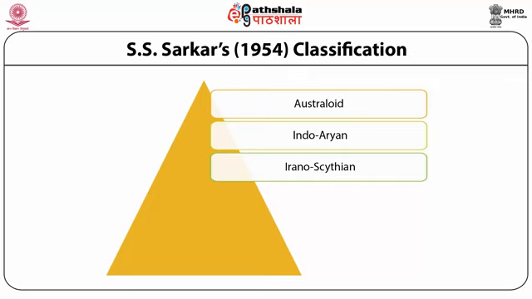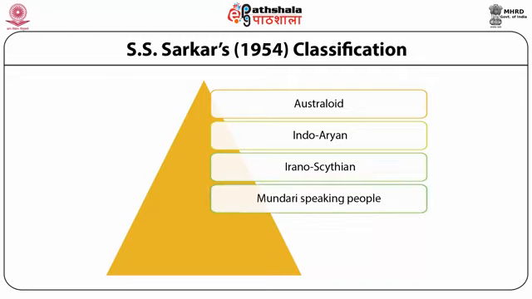Since the Irano-Scythians, after their entry into India, also moved southwards along the Indus Valley and extended to Gujarat, Maharashtra and then to Mysore and Deccan, etc. Therefore, the population of these regions frequently exhibits Irano-Scythian elements in their physical features.